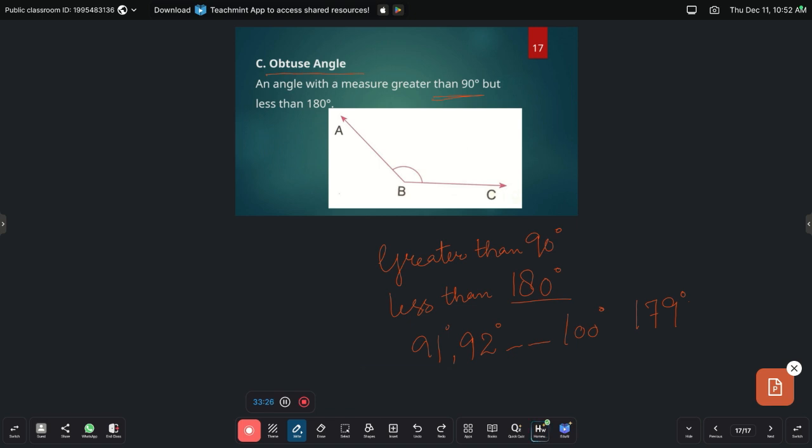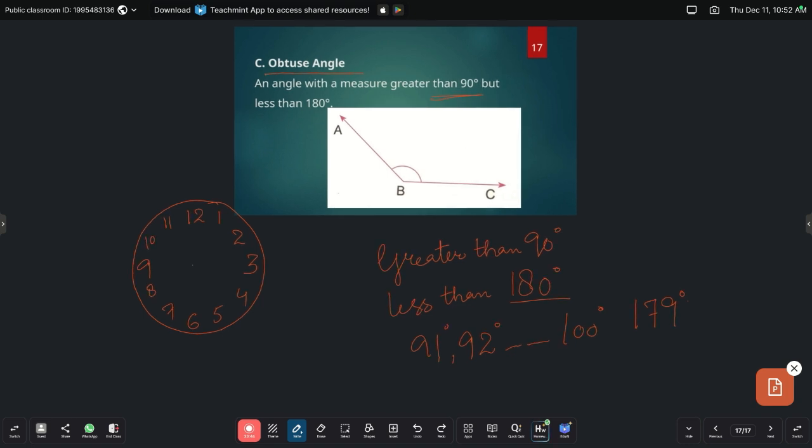Let's explain this obtuse angle using an example. Once again, I will make a clock here. Here it is 12, here 6, 3, 9, 1, 2, 4, 5, 8, 10 and 11.